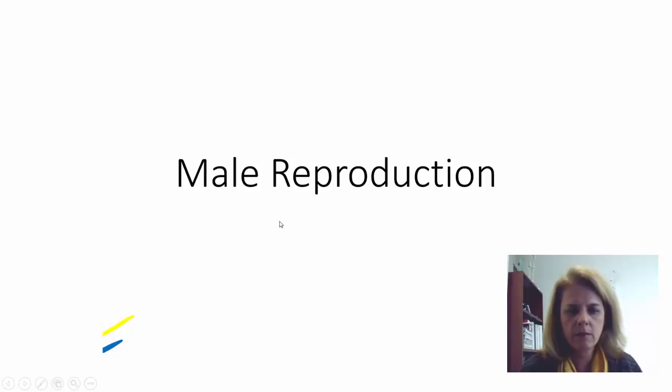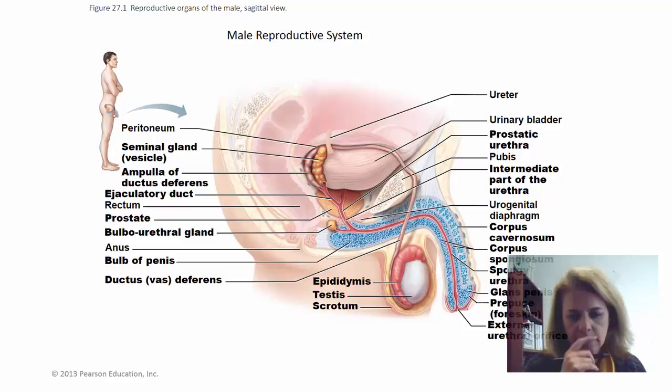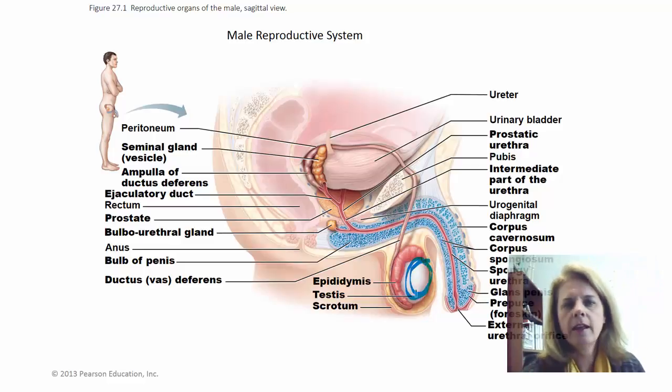All right, so with the male reproductive system, again, this is going to be a brief anatomy lesson. You'll have more detail in the lab portion of the unit. Remember, when we talk about the primary sex organ, that's the testis. Okay, so this is the testis, right here, this white structure, and it is surrounded by a sac called the scrotum.